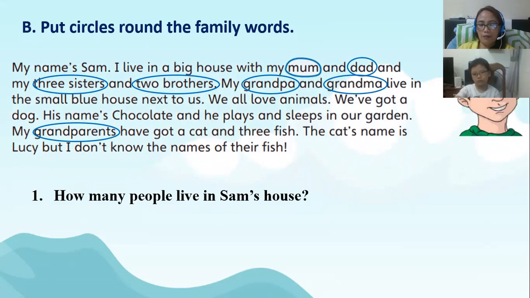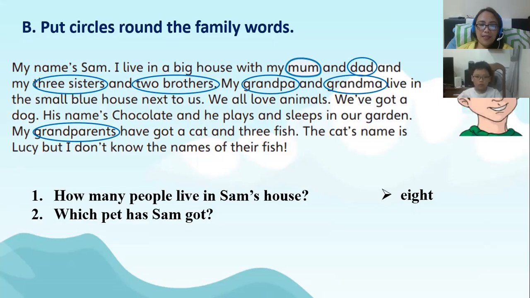How many people live in Sam's house? Are you sure? 8, baby. 8 people. Okay. Which pet has Sam got? A dog. A cat. Three fish. Yes, a dog. So they have only a dog.